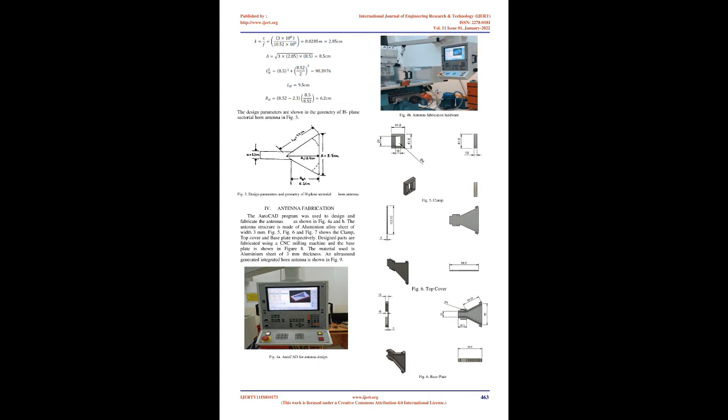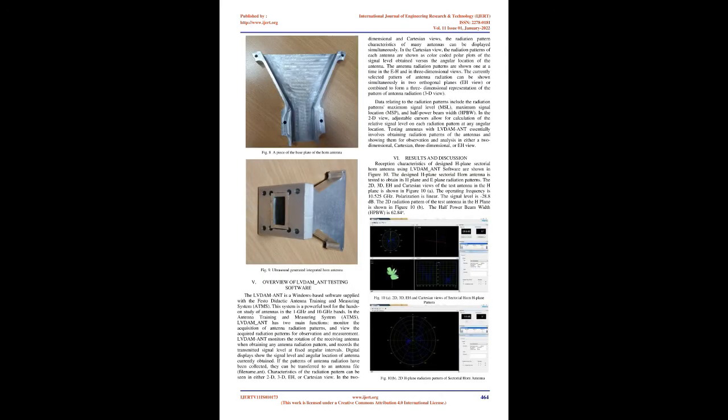Fig. 4b. Antenna fabrication hardware. Sectoral horn antenna in Fig. 3. For antenna fabrication, the AutoCAD program was used to design and fabricate the antennas as shown in Fig. 4a and b. The antenna structure is made of aluminium alloy sheet of width 3 mm. Fig. 5, Fig. 6 and Fig. 7 show the clamp, top cover, and base plate respectively. Designed parts are fabricated using a CNC milling machine and the base plate is shown in Figure 8. The material used is aluminium sheet of 3 mm thickness.